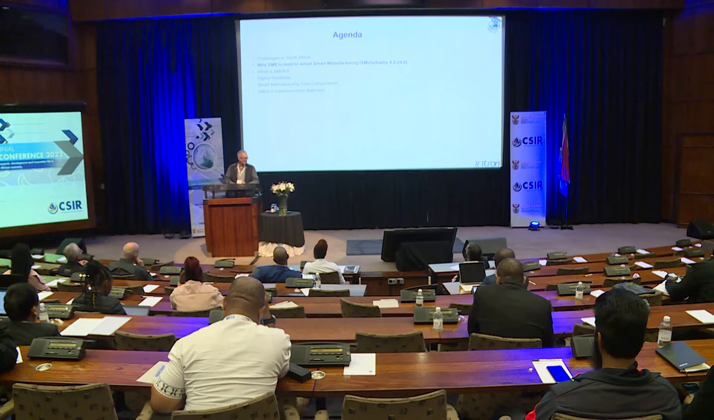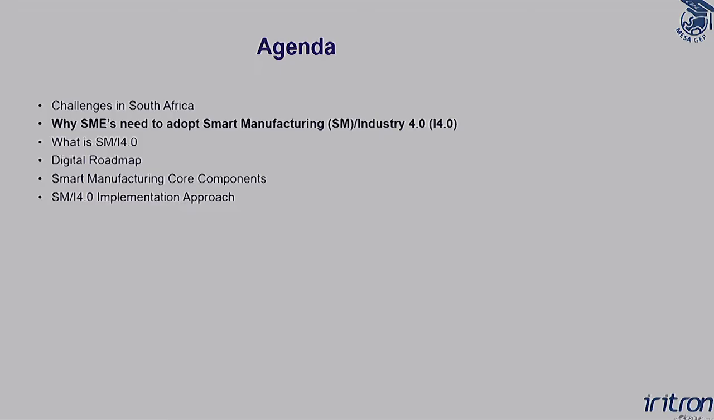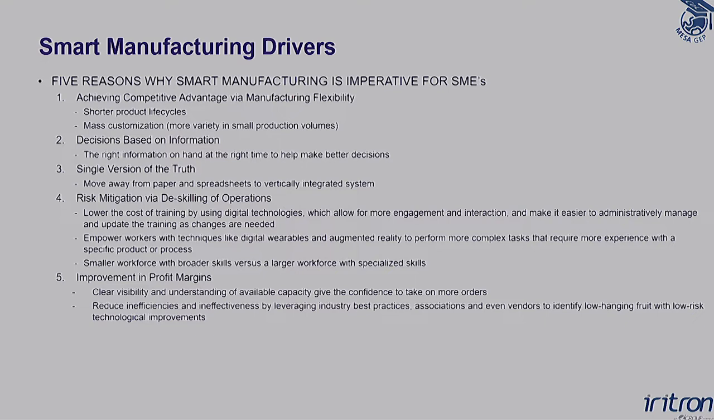Which brings us to the reason why should we adopt smart manufacturing technology or Industry 4.0 technology. There's five reasons that specifically small, medium enterprises need to adopt new technology. First one, to get a competitive advantage. We are competing against China. They make it, put it on a ship, get it here for cheaper than we make it. So we need to make our stuff faster, more efficiently, so that we can actually compete with them.